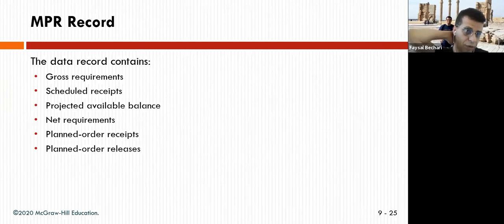Now, the MRP record is the data record and should contain the total requirement, the gross requirement, the scheduled receipts, when things are supposed to be produced, how long it takes, when it's going to go to the next stage, and from the next stage when it's going to go to the third stage. Projected available balance, whether we need more or we have enough or we have over, so we don't need to keep our machine producing because we already have a lot. So these are the projected available balance.